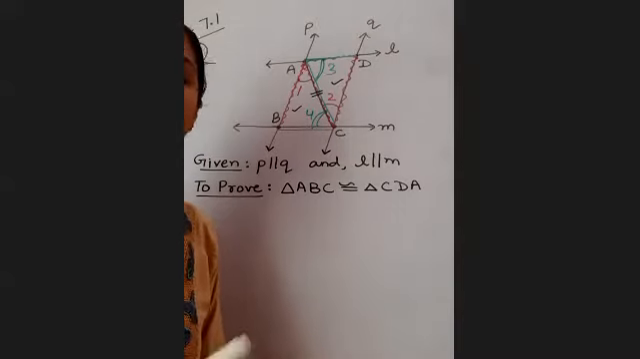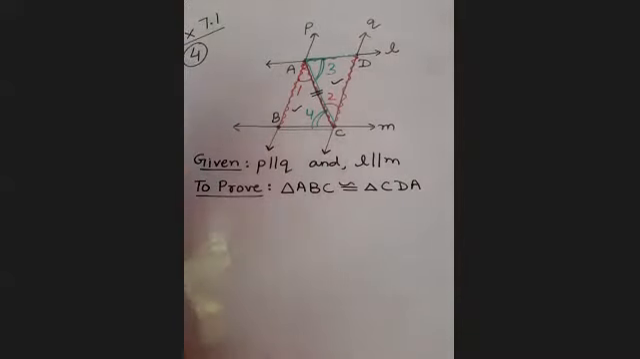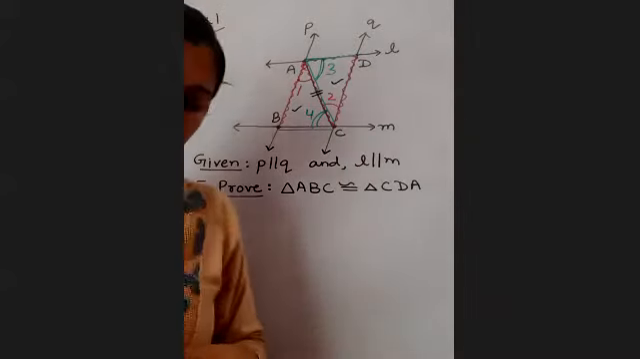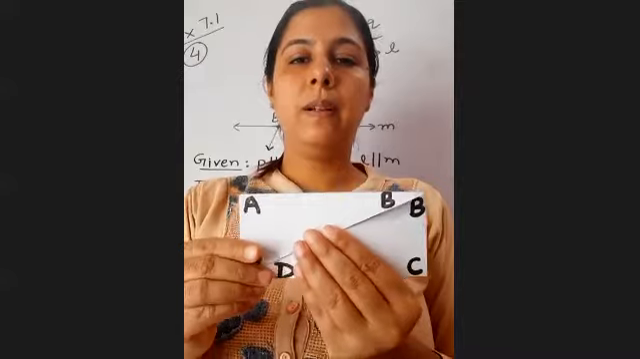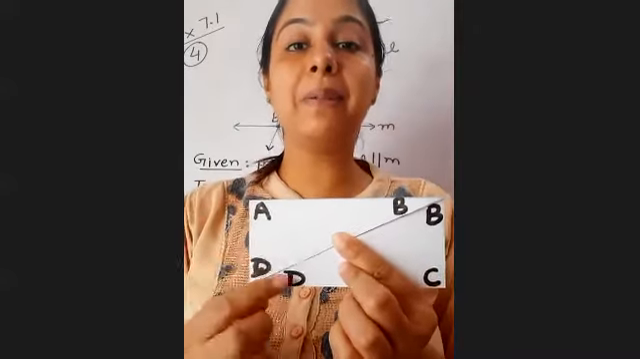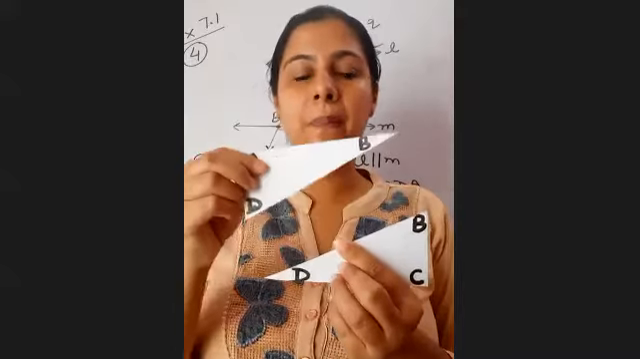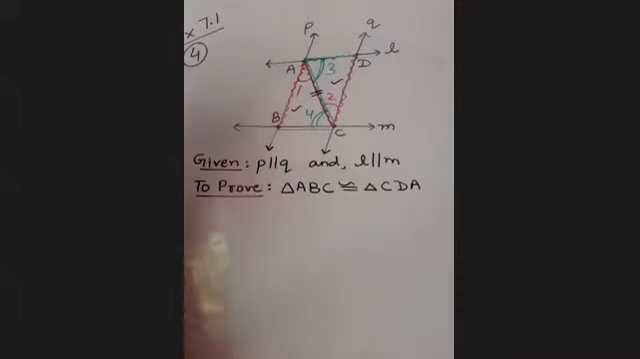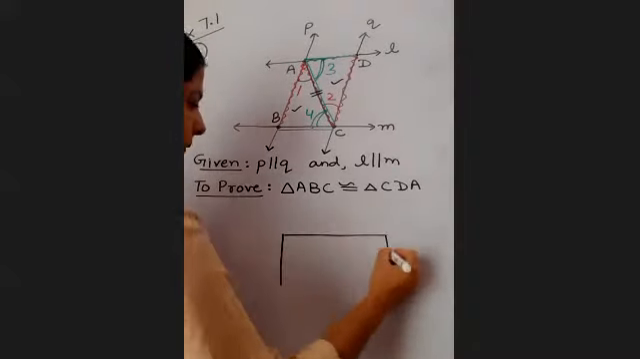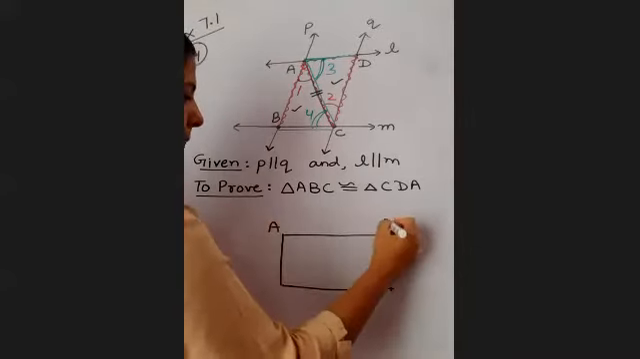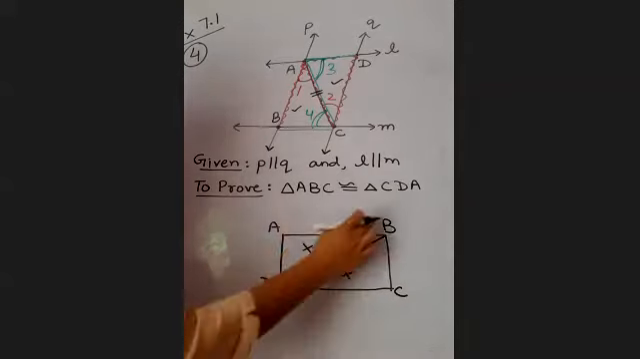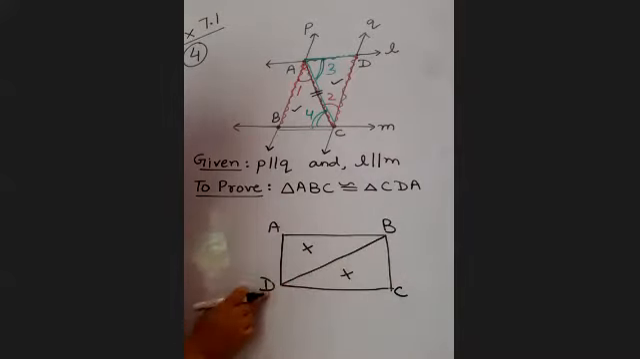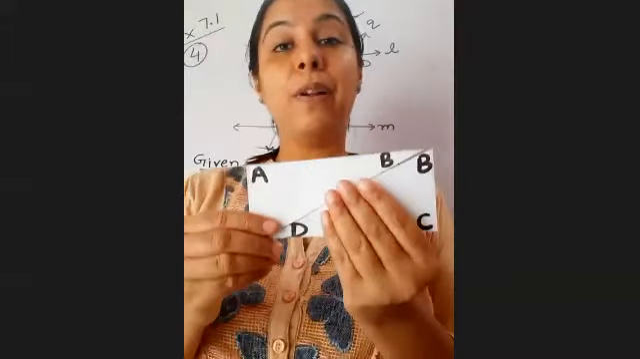But children, one thing I want you to note down here. Suppose I have a rectangle like this, any quadrilateral A, B, C, D. Now I'm going to divide it diagonally. So the two parts will be A, B, D and B, C, D. So BD will be there with both the triangles, children. Yes, ma'am. Please observe, it's very interesting.